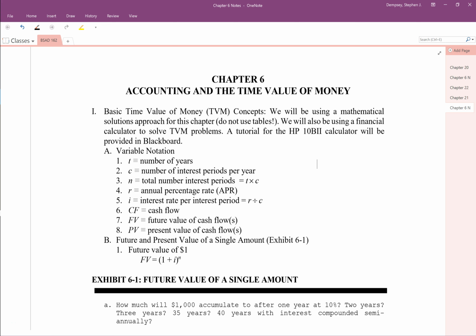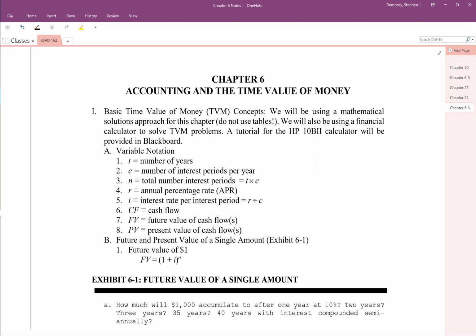So I hope you've all gotten the HP 10B2 calculator. It's a Hewlett-Packard calculator that is inexpensive and very robust, very sophisticated in terms of our needs. And the other thing I point out here in the beginning of our notes is that we certainly will not be using tables. I understand that many instructors prefer to use tables when talking about time value of money.